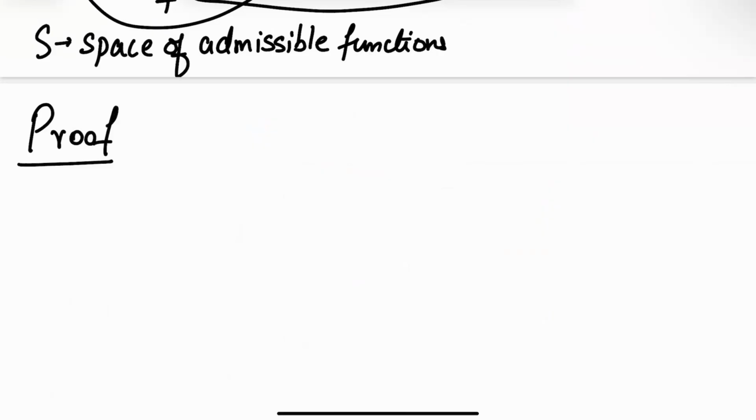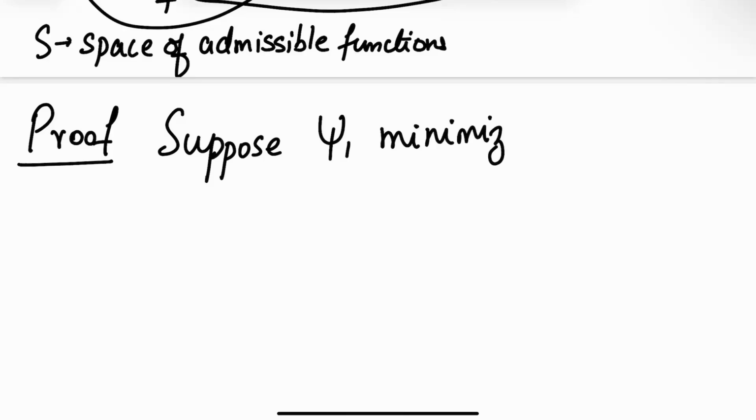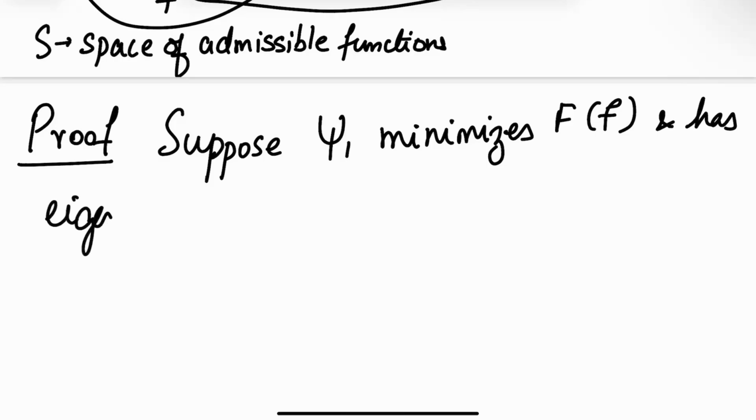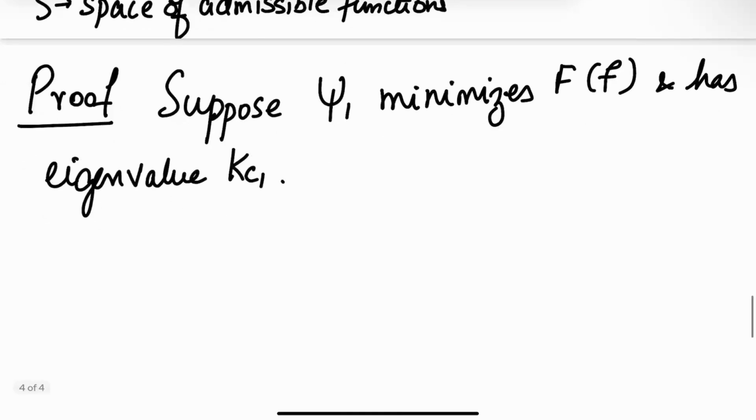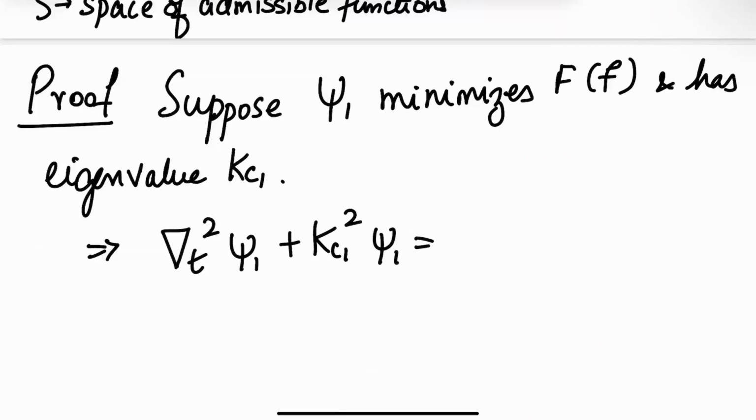All right. So we start by supposing psi1 minimizes f of f and has eigenvalue kc1. So I'm just labeling it as psi1, the minimum. So what does that mean? That means that psi1 satisfies del t square psi1 plus kc1 square psi1 equal to 0. Okay?